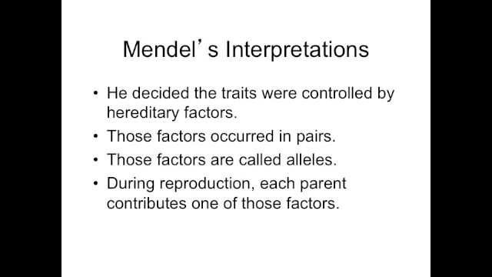Mendel interpreted his results in the following ways. He decided that traits were controlled by hereditary factors. In other words, each generation got their traits from the generation before. He also concluded that those factors occurred in pairs. He called those factors alleles. During reproduction, each parent contributes one of those alleles. For example, when he cross-fertilized a tall pea plant with a short pea plant, the offspring inherited an allele from each parent, a tall allele and a short allele.